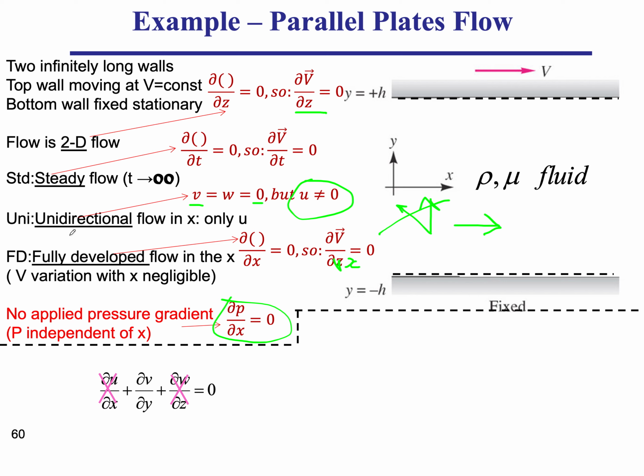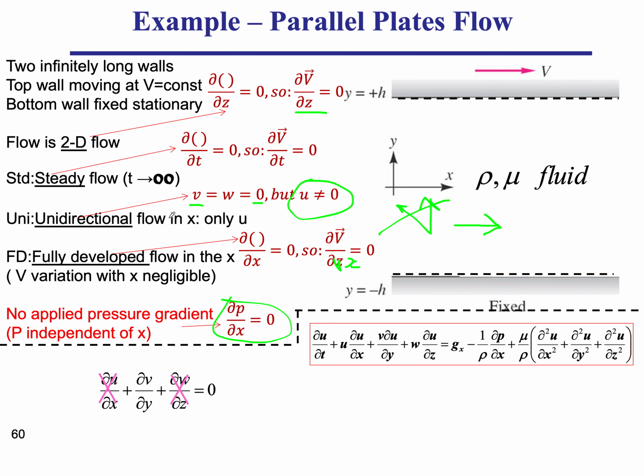But as we have said, you can start with the unidirectional assumption, and it just gives you all three terms in the continuity equation to be identically equal to 0. Now let's look at it term by term.